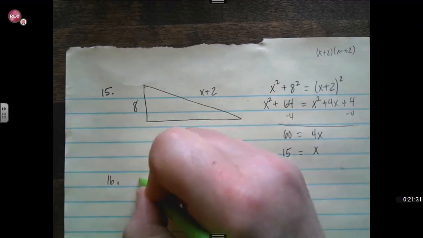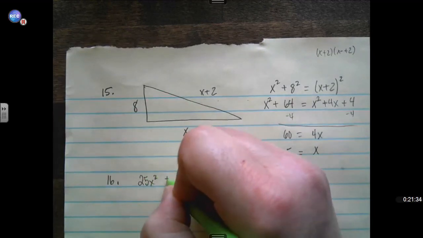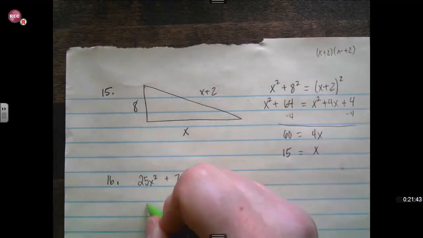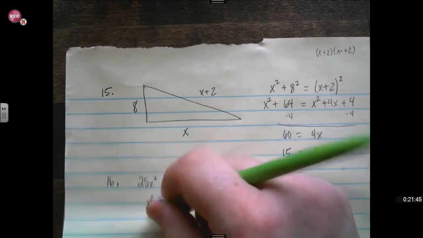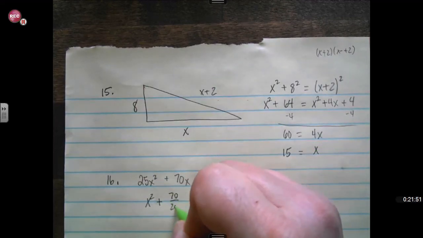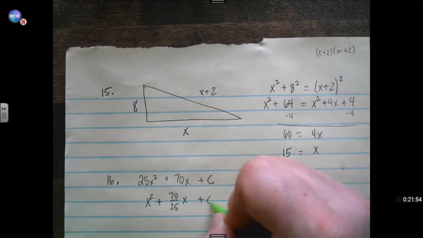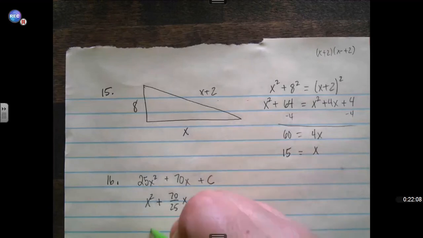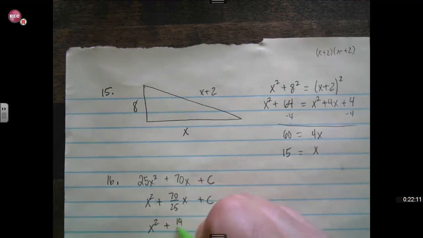16, they give us 25x squared plus 70x plus c. And we're supposed to find the value of c that makes this a perfect square. Well, we got to divide by 25 first. So plus 70 over 25x. And then 70 over 25 reduces to 14 over 5. So this is x squared plus 14 over 5x.